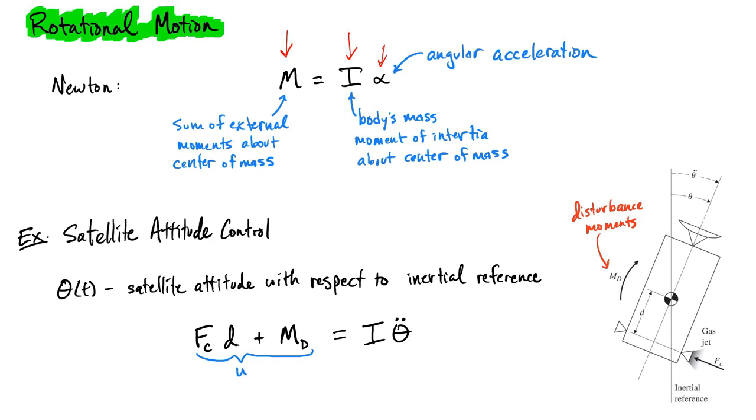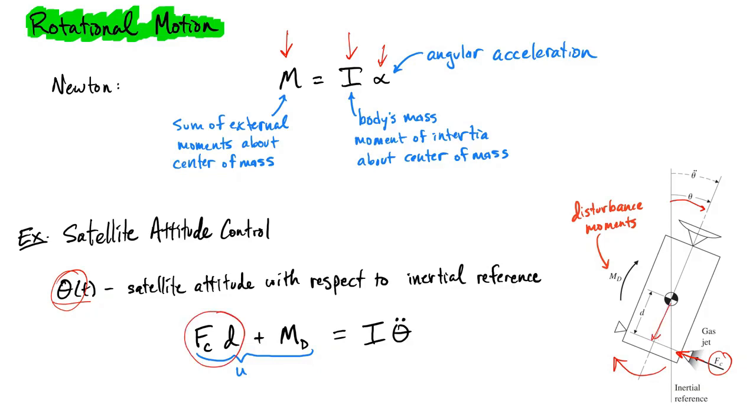As a simple example, we could model a satellite's attitude, so its angle with respect to some particular reference, and we could use the variable theta to describe that. In this case, theta could represent the angle from this reference. Moments could happen due to, for example, this gas jet, which could create a force that pushes the satellite like this, and that would induce this clockwise rotation. The way that you would identify that moment is simply that force applied at that distance. So the force multiplied by that distance gives you the moment.